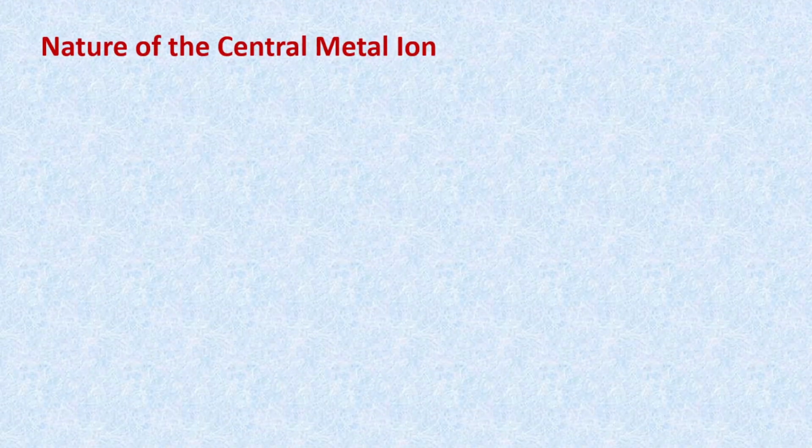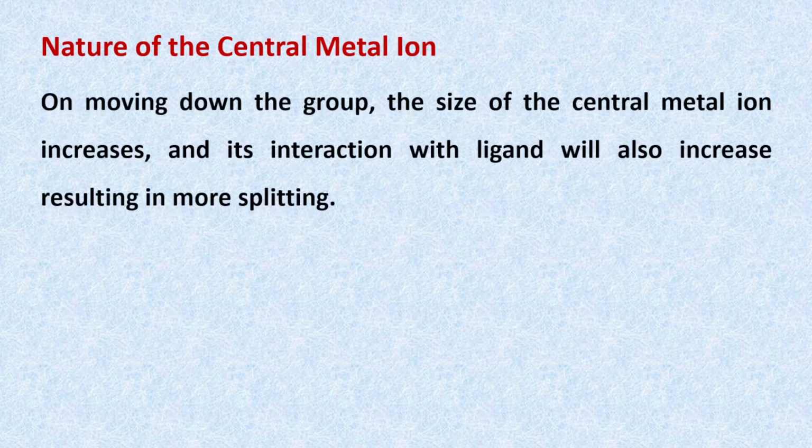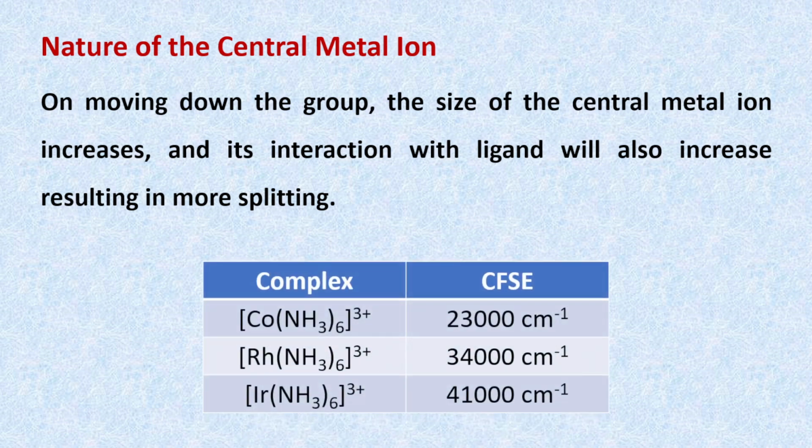Second is the nature of the central metal ion. On moving down the group, the size of the central metal ion increases, and so does the number of electrons in the metal for interaction with the ligand, which results in more splitting. Consider the example of cobalt, rhodium and iridium complexes having the same ligand. As you can see from the table, the value of CFSE increases on going down the group.